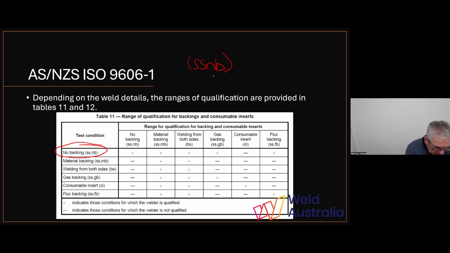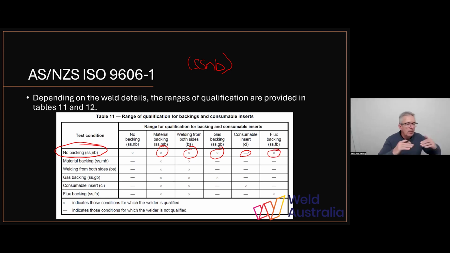So, single-sided, no backing. If we looked at the range of qualification and we've done a multi-process, for instance, we'd have to say, righto, my first run went in single-sided, no backing, but what other range of qualification does that also offer me? We've already worked out the deposited range that I've got, but also what can I be qualified for because I've done that. What you'll see is we're also covered for material backing, for welding from both sides, and for gas backing. We're not covered for consumable insert, but we're covered for flux backing.